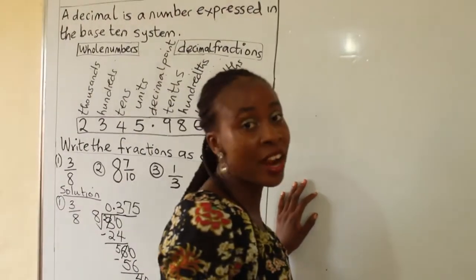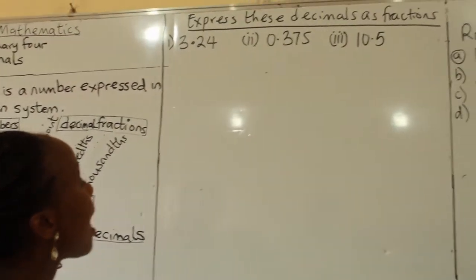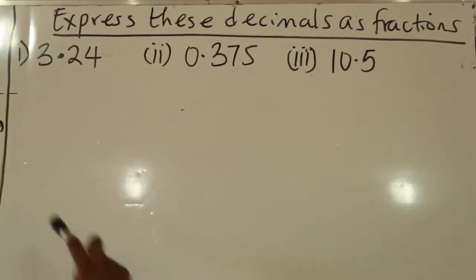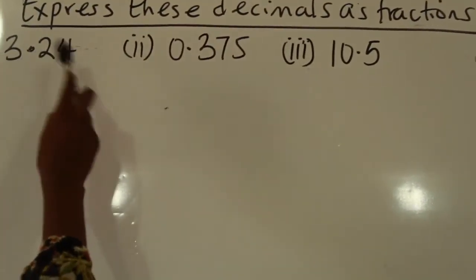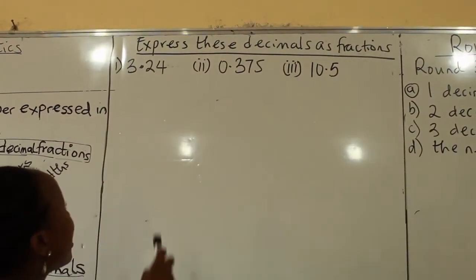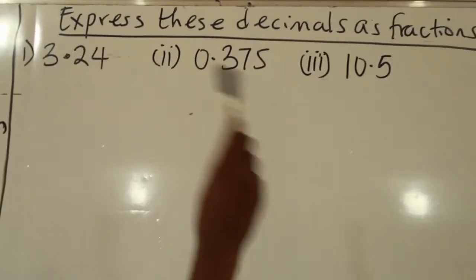Okay. Alright. Next we'll be expressing decimals as fractions. Express these decimals as fractions. Question number 1 is 3.24. When we are saying decimals, we mention the digits immediately after the decimal point one by one.